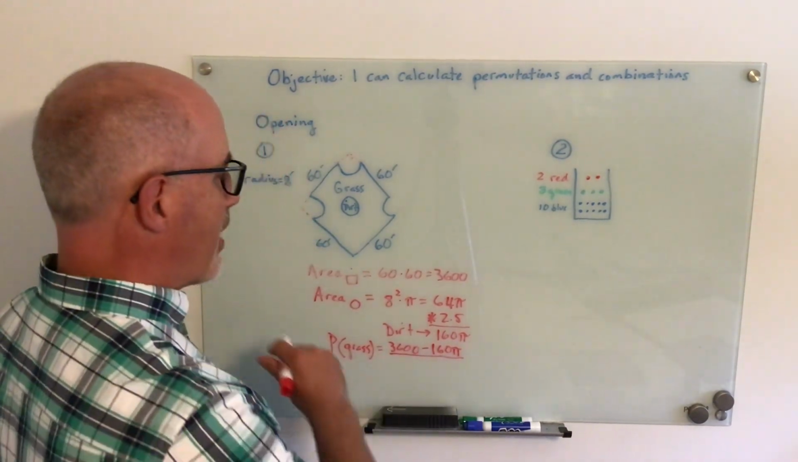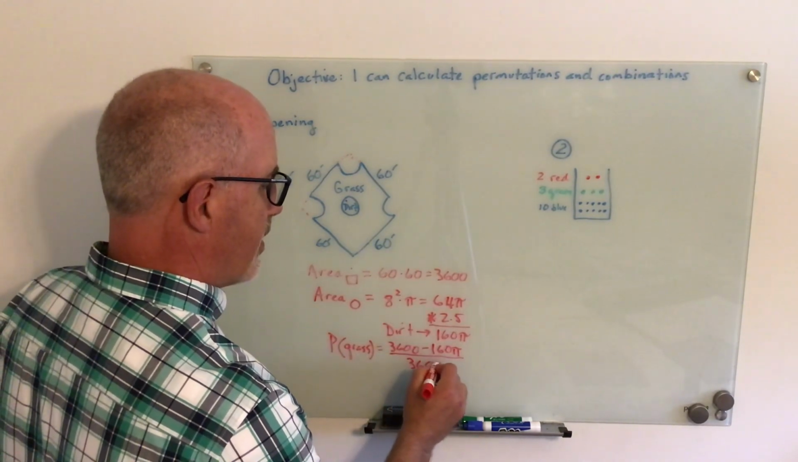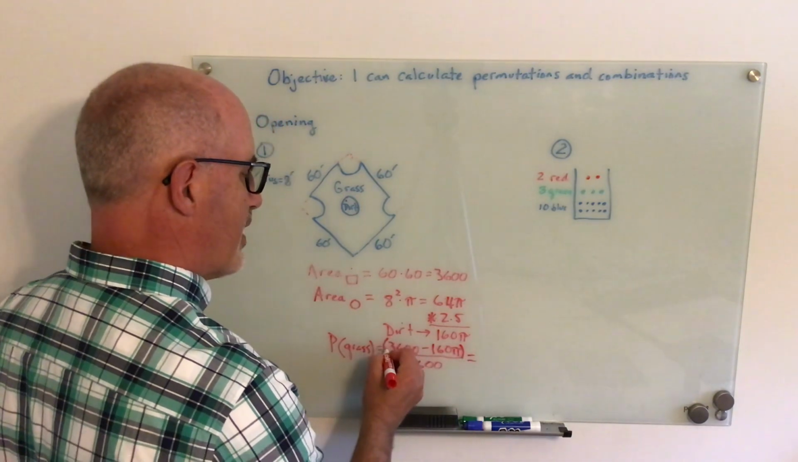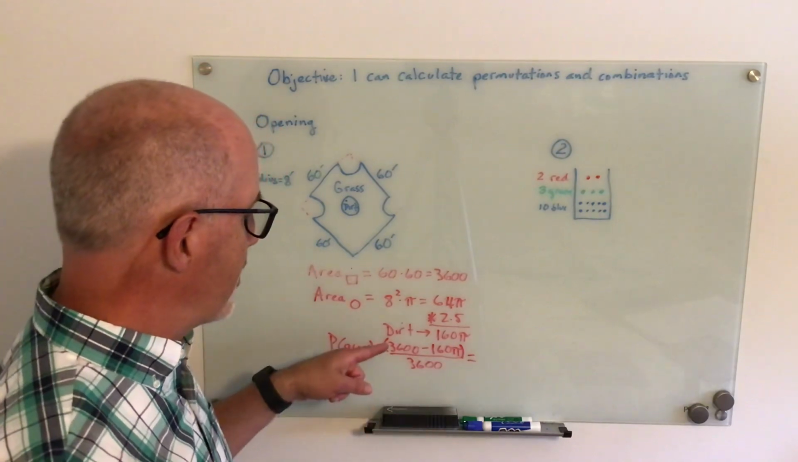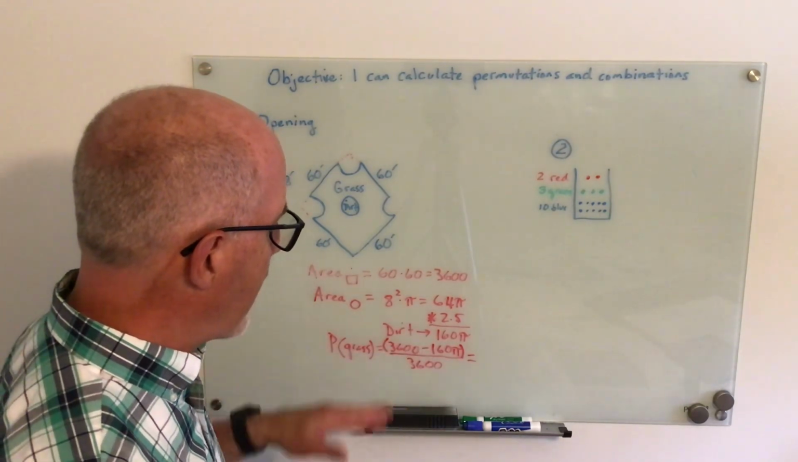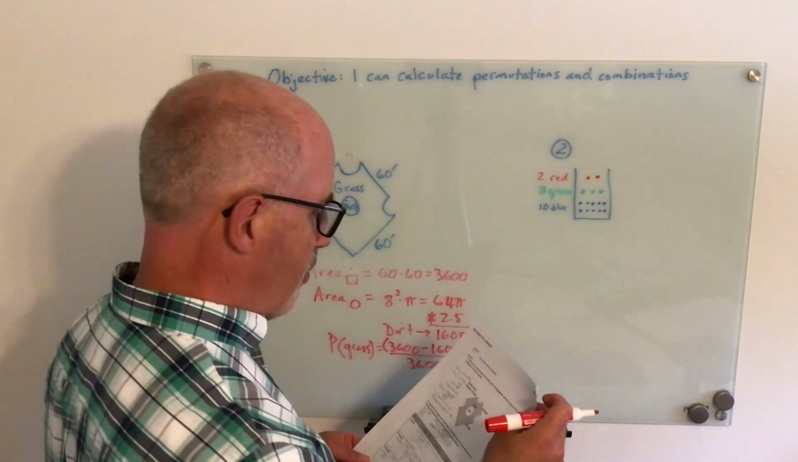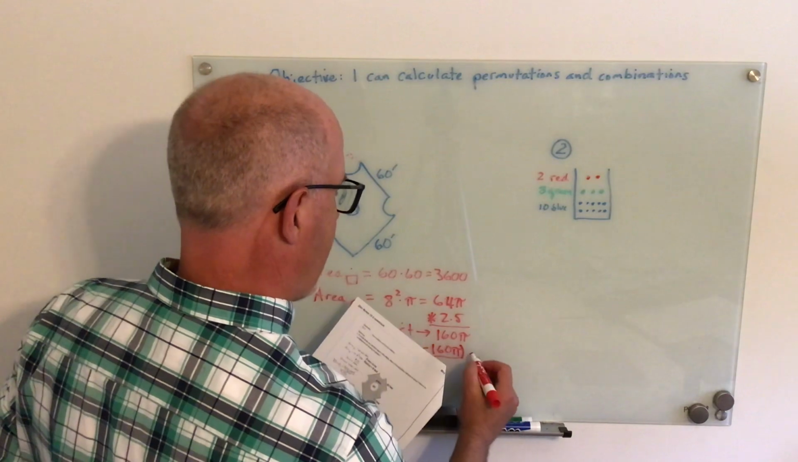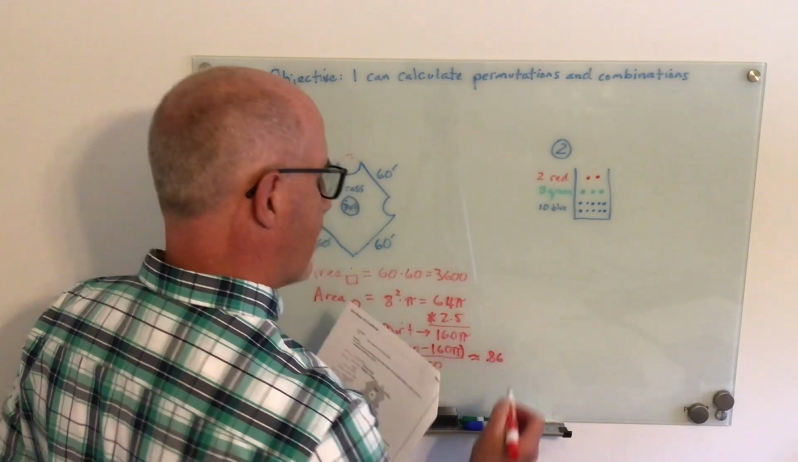And we divide that by the total area, which is 3,600 still. And so doing that on your calculator, remember to put the numerator of the fraction in parentheses, 3,600 minus 160 pi. Get that answer, divide by 3,600. And when I do that, I get about 0.86.